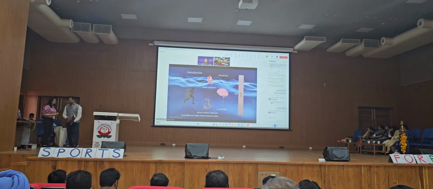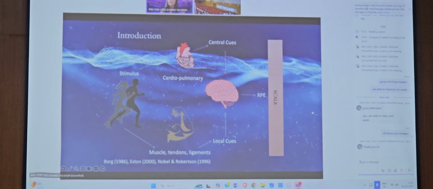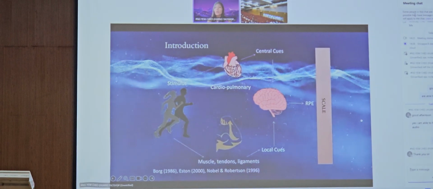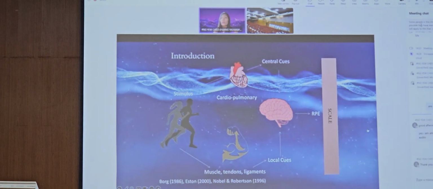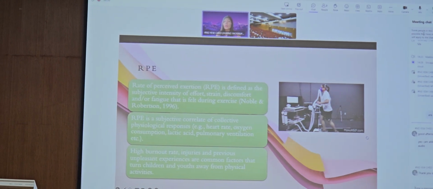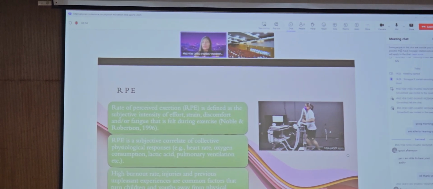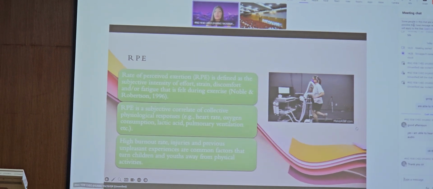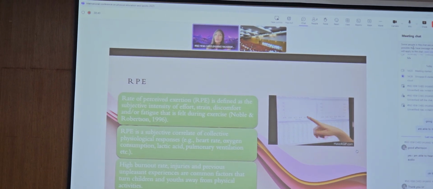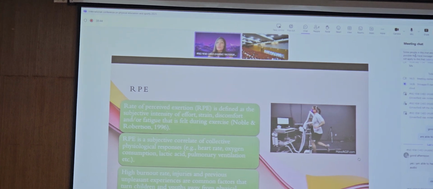Because your muscles, tendons, and ligaments are used during exercise, the signal goes through your central and local cues to your brain, where you can actually perceive the exertion when you are exercising. So RPE is defined as a subjective intensity of effort, strain, discomfort, and/or fatigue that is felt during exercise. It is also a subjective correlate of collective physiological responses, for example, your heart rate, oxygen consumption, and lactic acid.